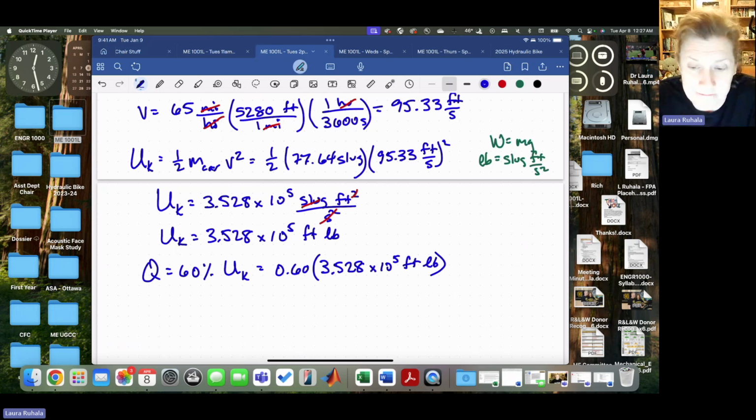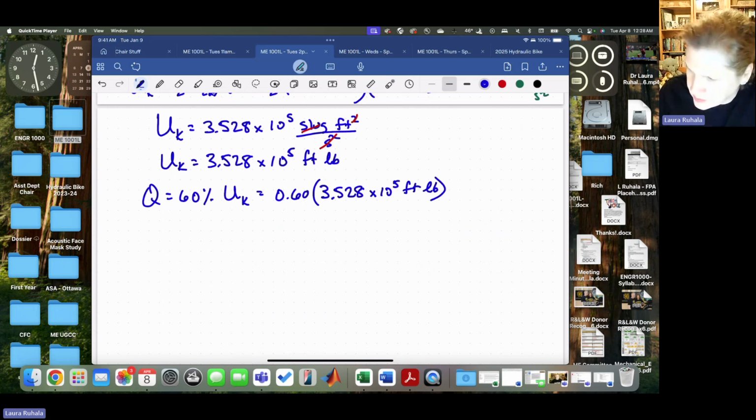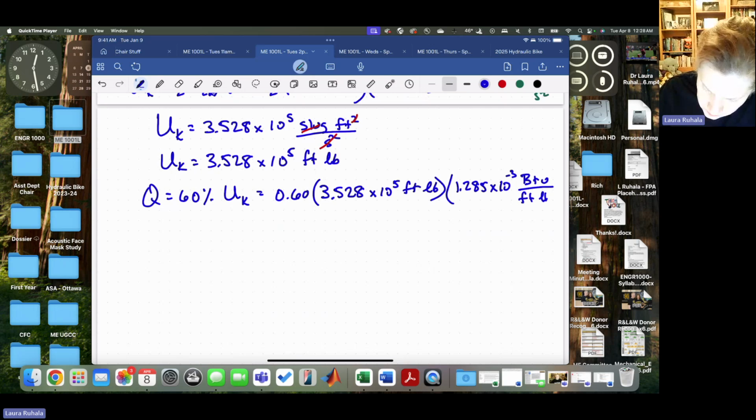What will my unit be? Well, my unit for heat here will be the same as the unit for kinetic energy. But that's not quite right. When I'm talking about heat, I'm going to want to try to get it into BTUs. So I'm going to go ahead and convert here to BTUs. And that conversion is 1.285 times 10 to the minus 3 BTU per foot pound. Because when I'm talking about heat, I'm going to want to get the unit in terms of BTU, not foot pound.